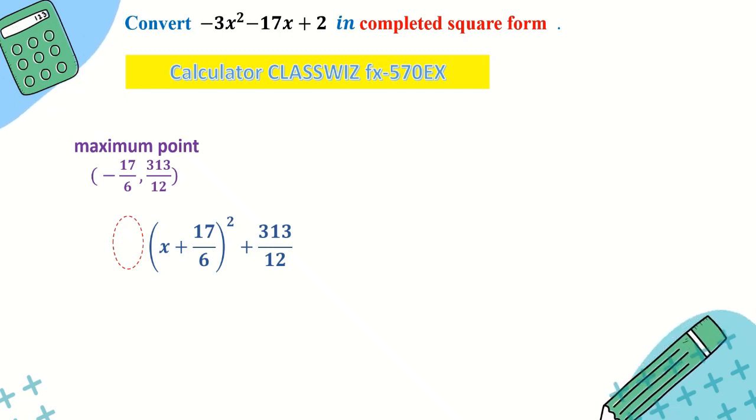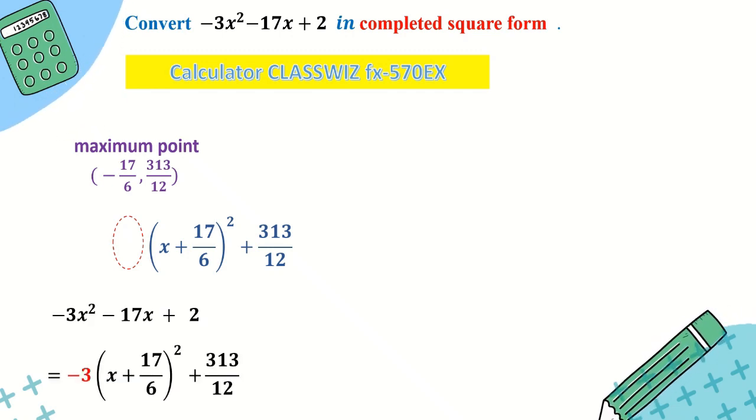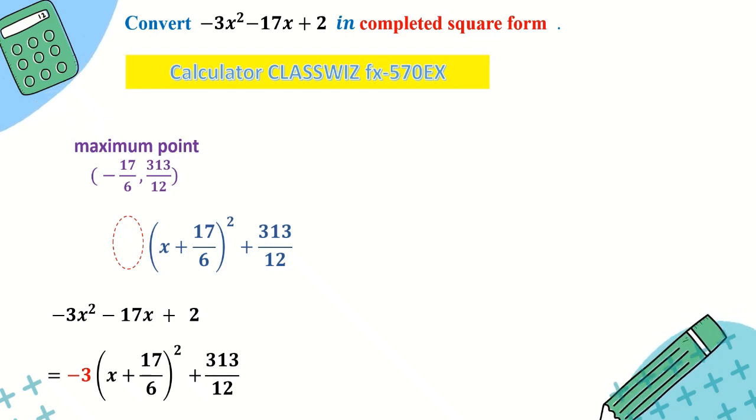But we notice that since the coefficient of x squared is minus 3, we simply put a minus 3 outside the bracket. So you are going to get the completed square form for this question.